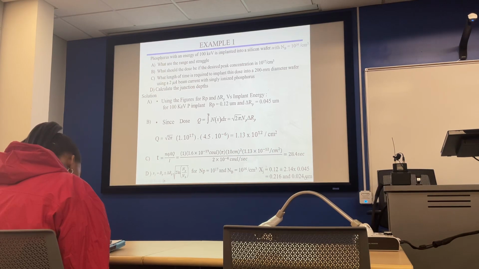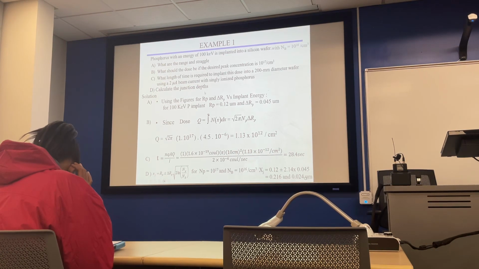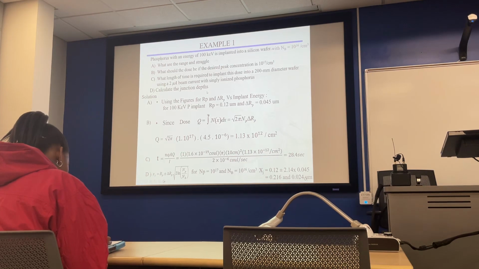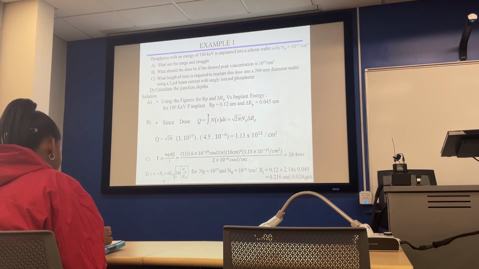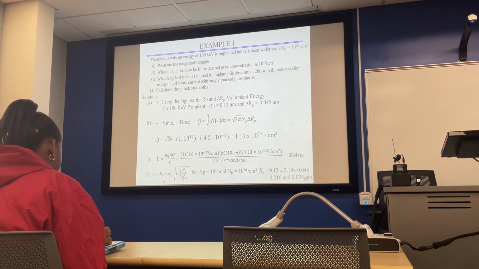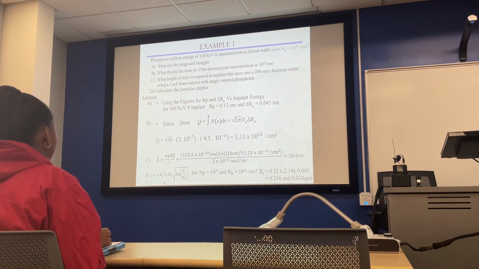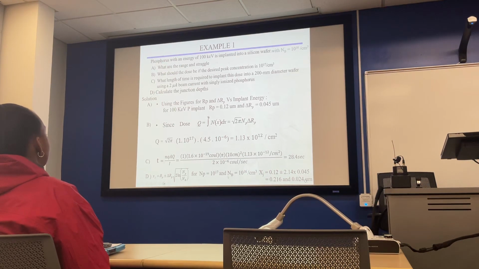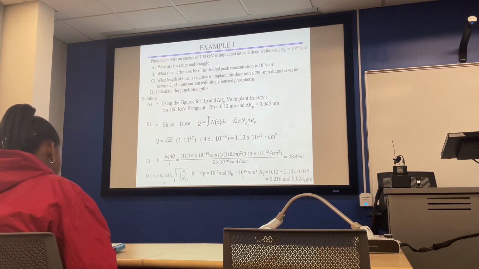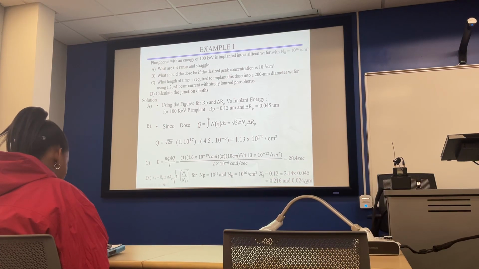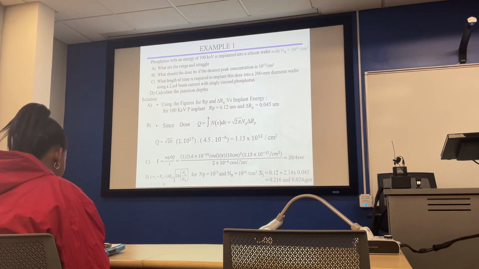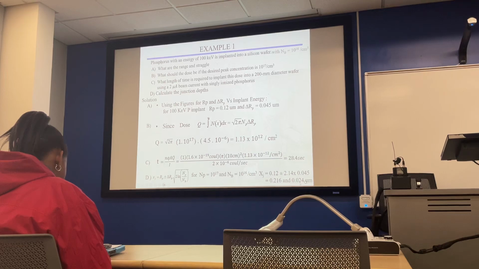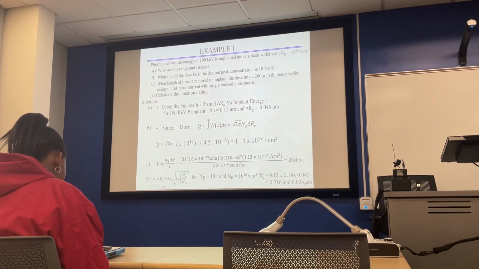Okay, then the next question is to calculate the junction depths. Remember, there are going to be 2 junction depths. So you go to your nice simple formula, Rp plus or minus delta Rp times the square root of 2 ln of Np divided by Nb, and now you know all these numbers. Everything starts with Rp and delta Rp, and the base is 10 to the 16. You get 2 numbers, 0.12 plus or minus this number, which gives 0.216 and 0.024. So you get two of these junction depths at this point.